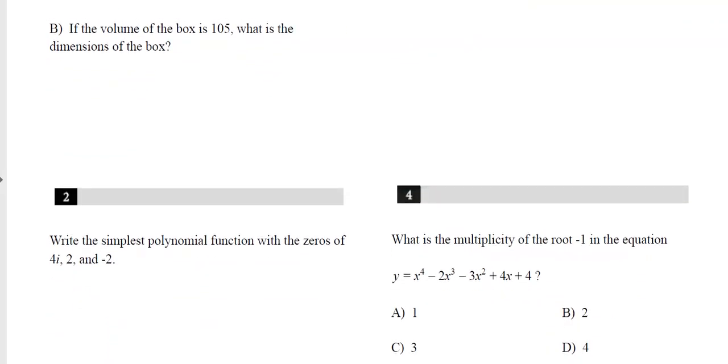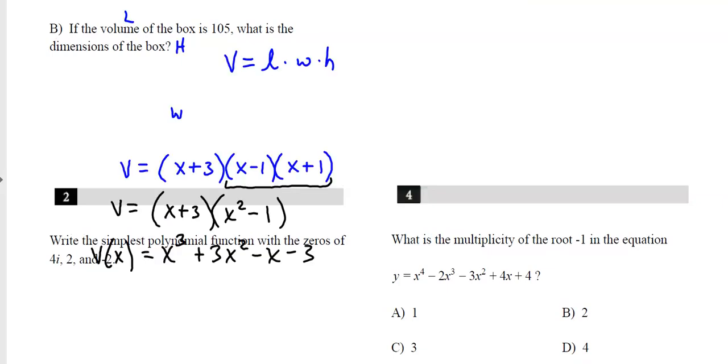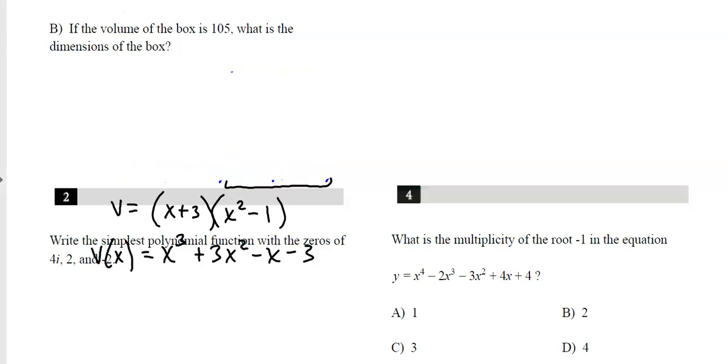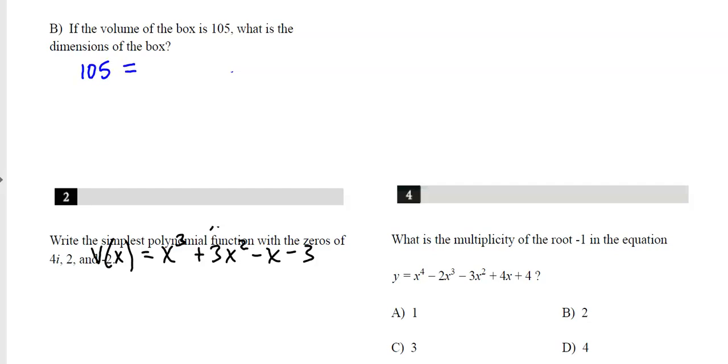Maybe I can get it right in the right spot. Let's see. Nope, I'll have to move it up here a little bit. But nevertheless, I still have my answer there. But this time they tell me that the volume is 105. So I can replace V with 105. And we had x to the third plus 3x squared minus x minus 3. And we want to solve that because we want to figure out what x is. So I'm going to set it equal to 0, and I'm going to minus that 105.